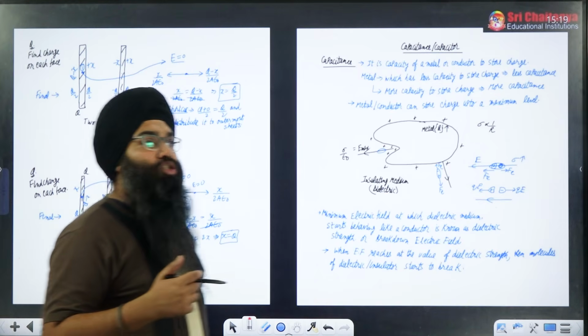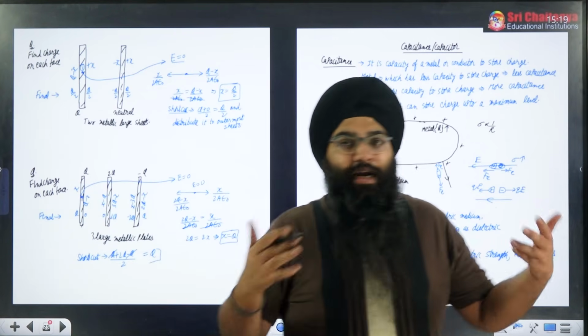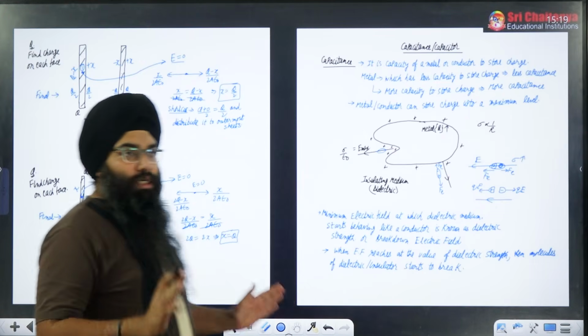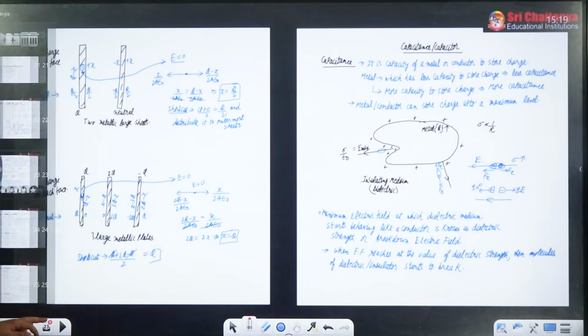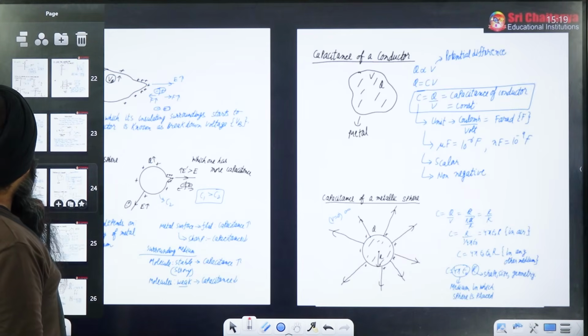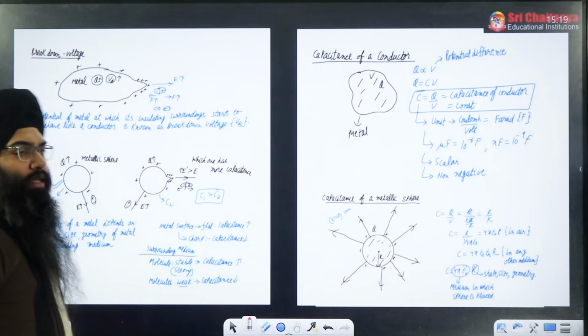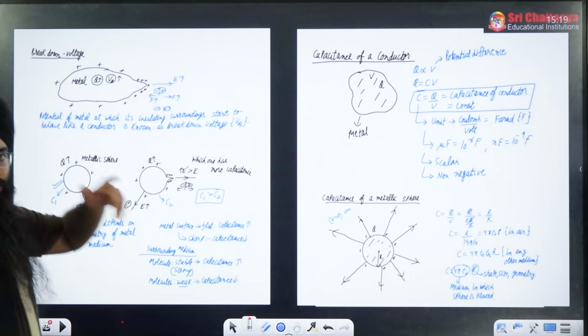So if somebody asks you, can a conductor have an infinite amount of capacitance? The answer is no. A conductor cannot have an infinite amount of capacitance. Now, how do we calculate the capacitance of a conductor? And one more thing, there is a concept called breakdown voltage, that also let me tell you.